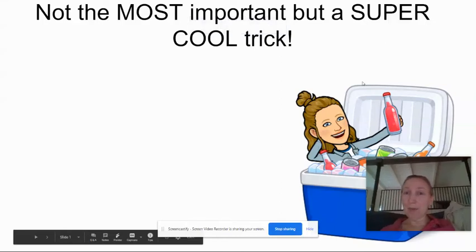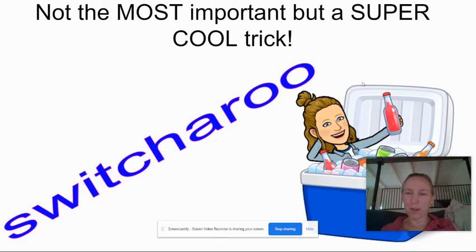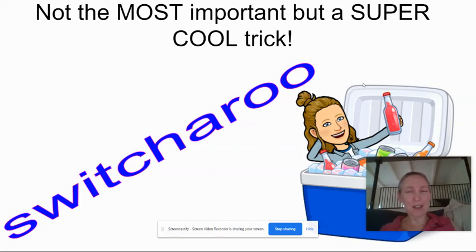So, this is not the most important thing like the last 2 days, but it's a super cool trick. It's called Switcheroo. Now, if you ask other students in other schools about Switcheroo, they may not know what you're talking about because we kind of made up the name at Country Day, but it's an appropriate name.